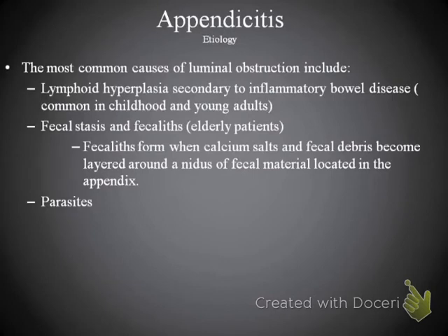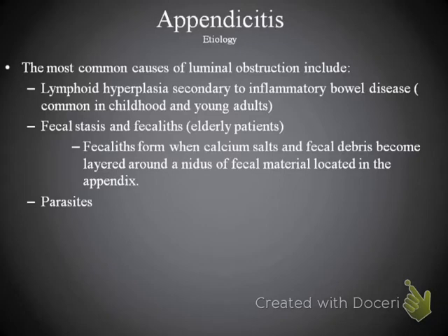The most common causes of luminal obstruction include lymphoid hyperplasia secondary to inflammatory bowel disease. It's common in childhood and young adults. Fecal stasis and fecaliths are indicative of elderly patients. Fecaliths form when calcium salts and fecal debris become layered around a nidus of fecal material located in the appendix.